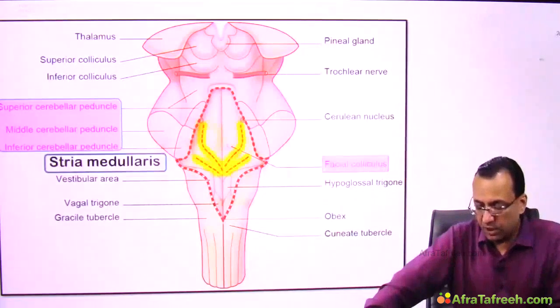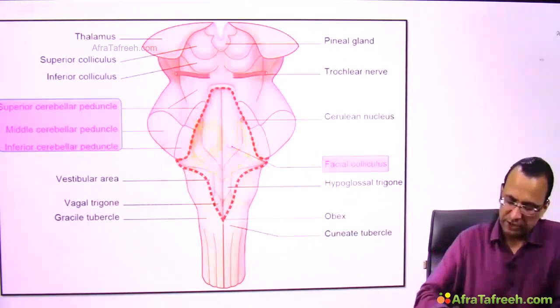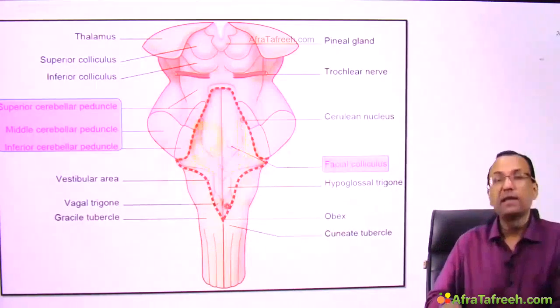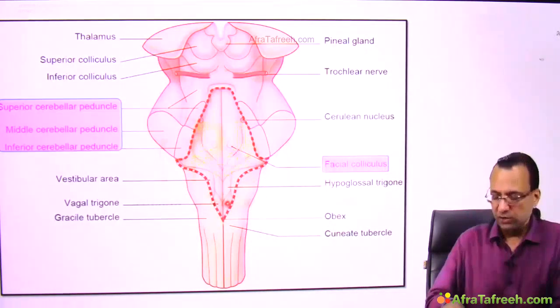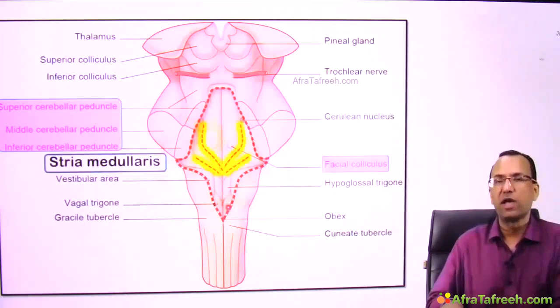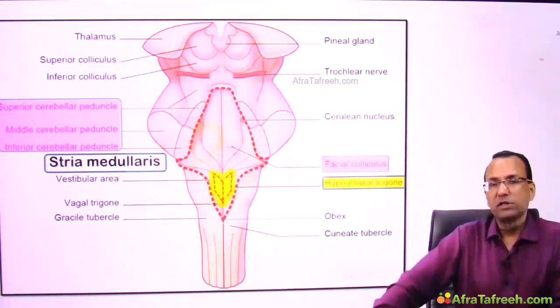At this moment, you are looking at some lines, striations, and these striations are moving towards the medulla, and we are calling them stria medullaris. So there are some striations at the floor of the fourth ventricle going towards the medulla called stria medullaris, and then you are looking at the hypoglossal trigone.